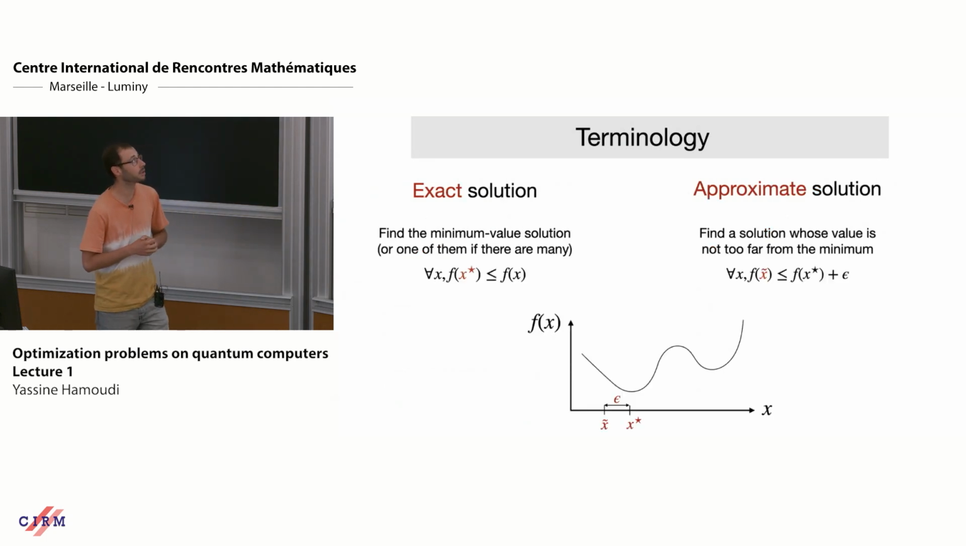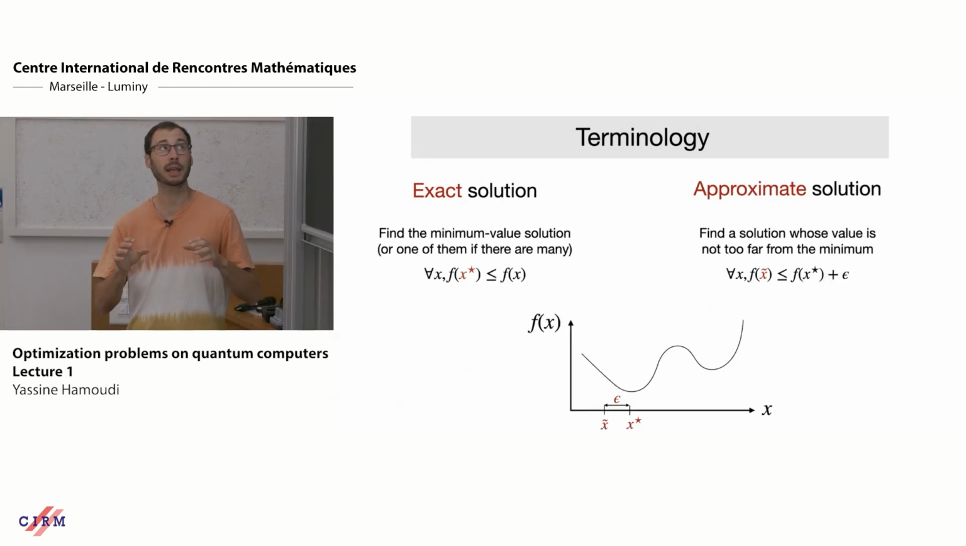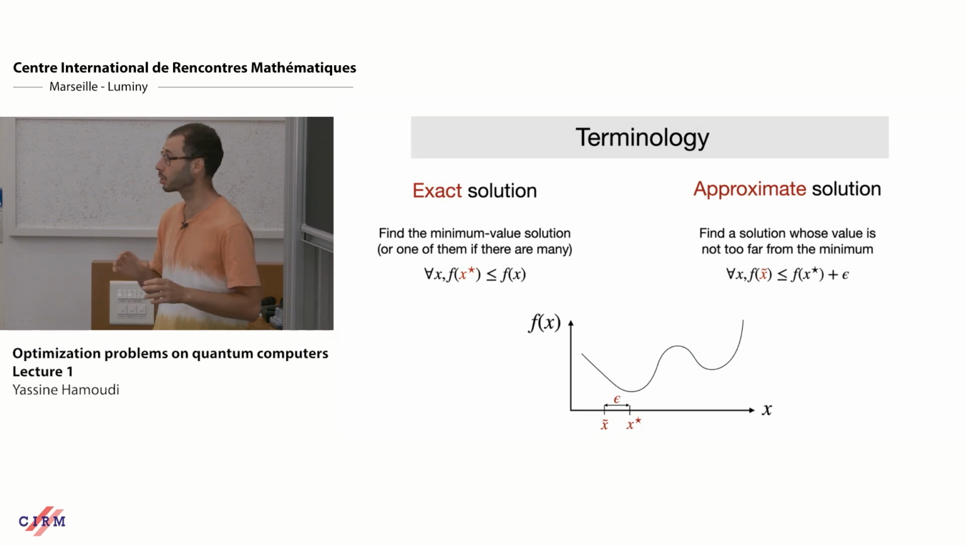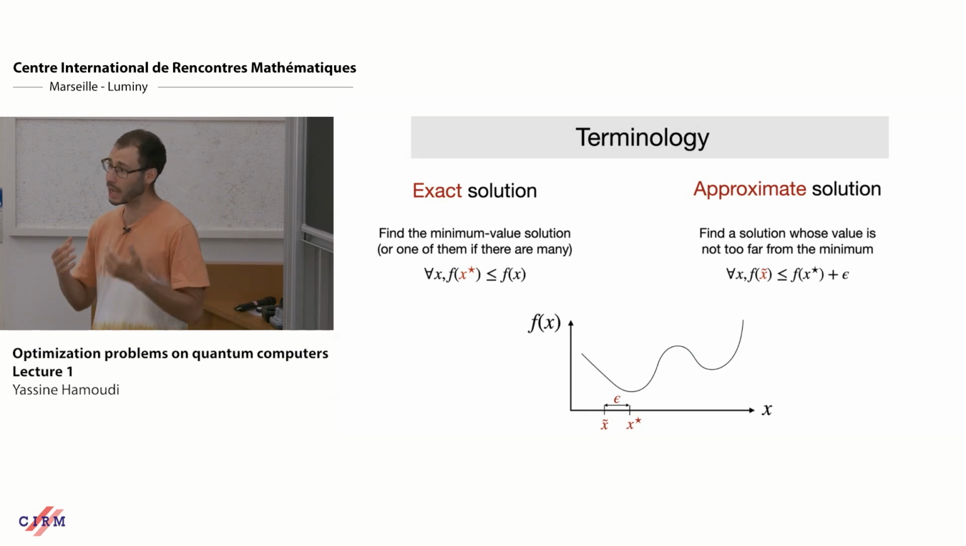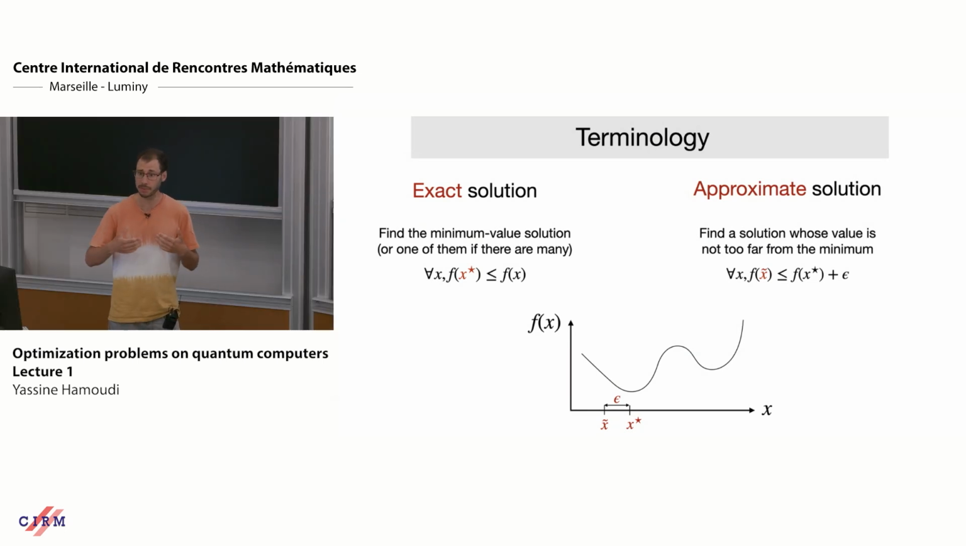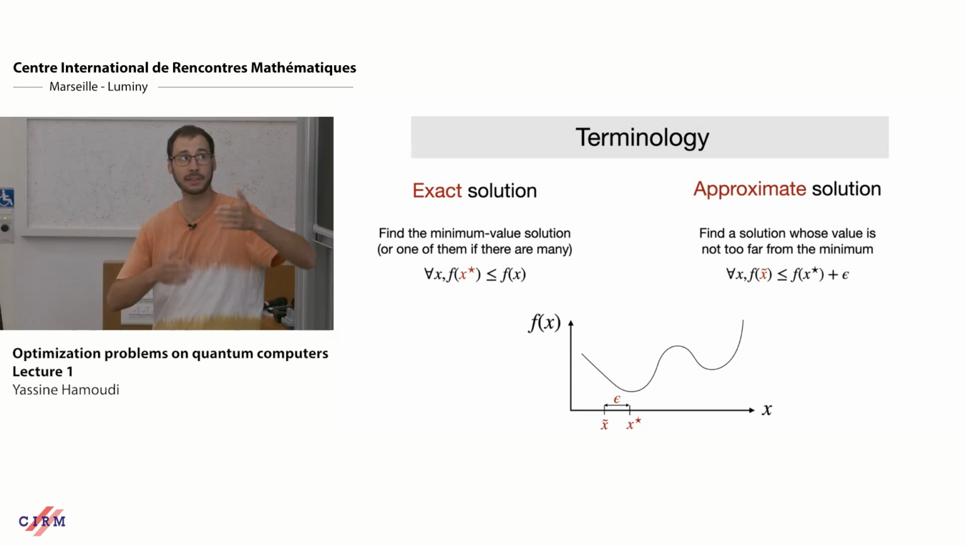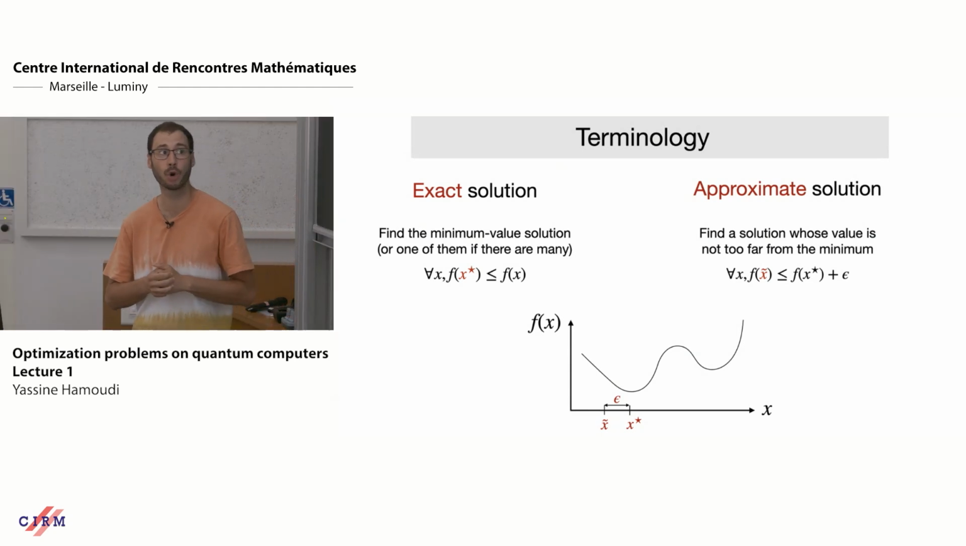A second point of terminology is about exact versus approximate solutions. When you ask for an exact solution, it means that you really want to find the best possible point, the one that really minimizes the function. So the point x star in the search space, which has the smallest possible objective. Of course, if you can do that, that is the best thing we may hope for.